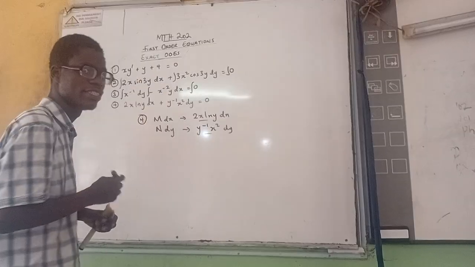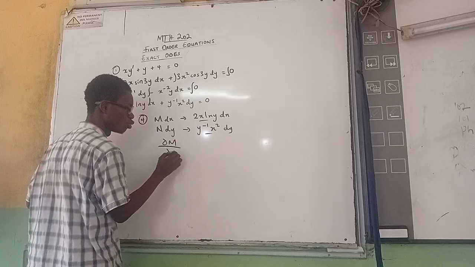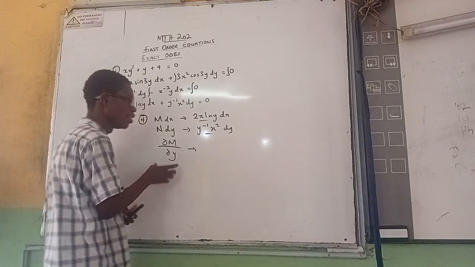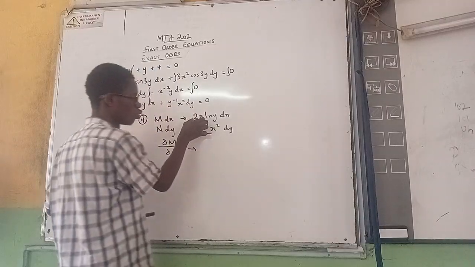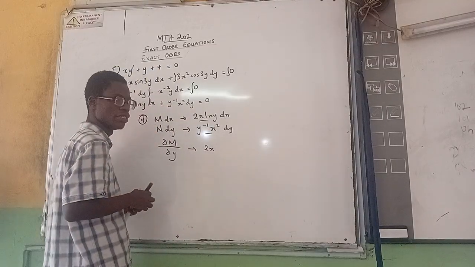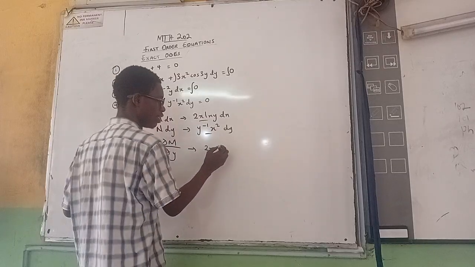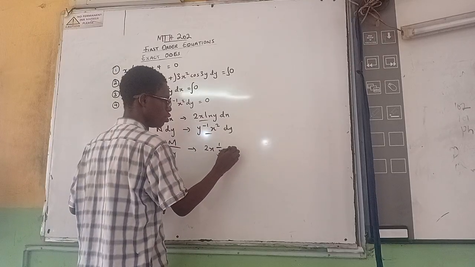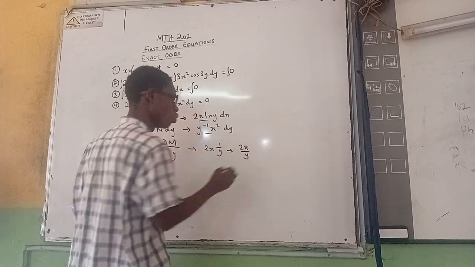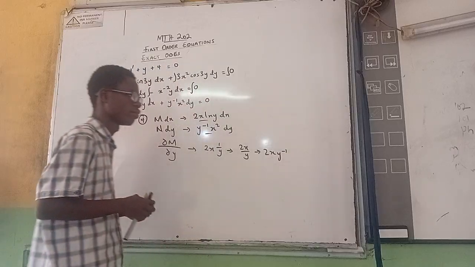So we first check if it is exact. To check if it is exact, we differentiate m with respect to y. Differentiating with respect to y means x is a constant. So if x is a constant, I can write it out: 2x. We differentiate ln y. If I differentiate ln y, I get 1 over y. So this is 2x over y, or 2x y minus 1.